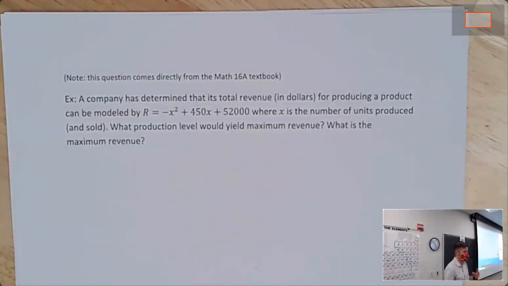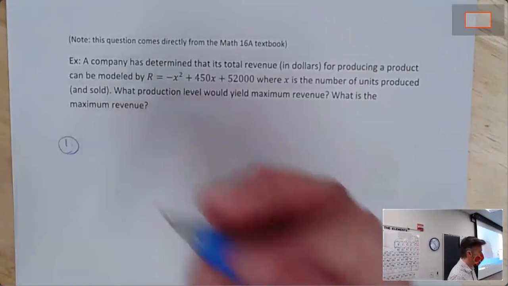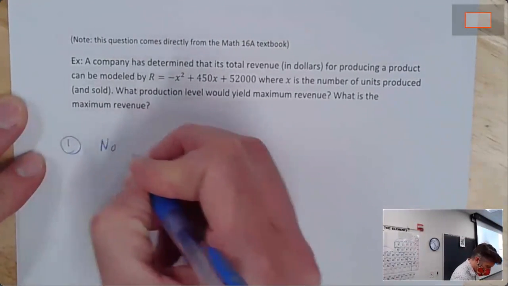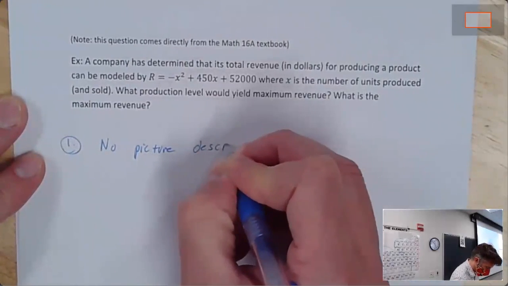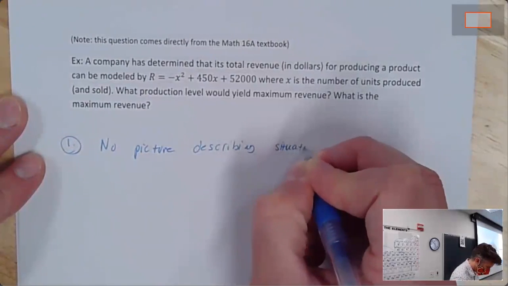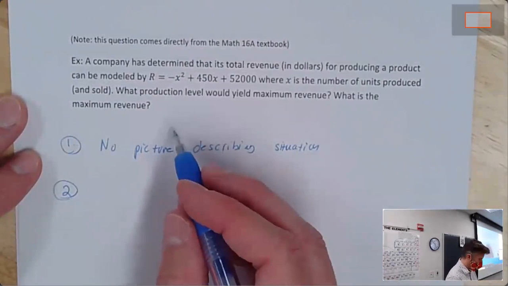This problem is actually a little bit easier than the previous one because they're already giving us a lot of the information that we need, right? We're not having to set things up. So let's go through our steps. There isn't really a picture to draw here. I mean, we could draw the parabola if we wanted to, but we don't really need to. There's no picture that's describing the situation. But we're trying to maximize, right? We want to maximize the revenue.